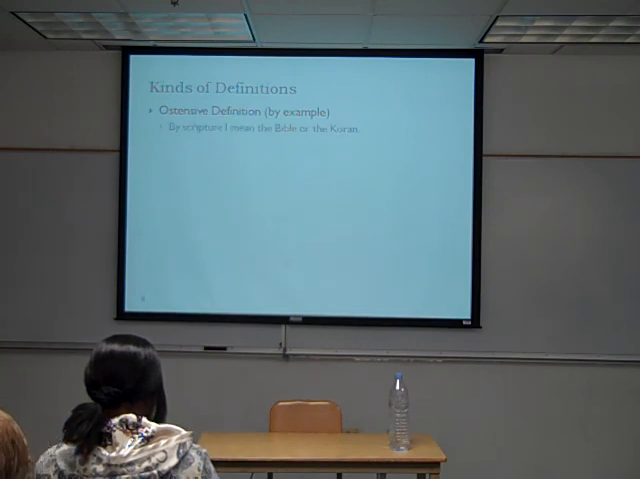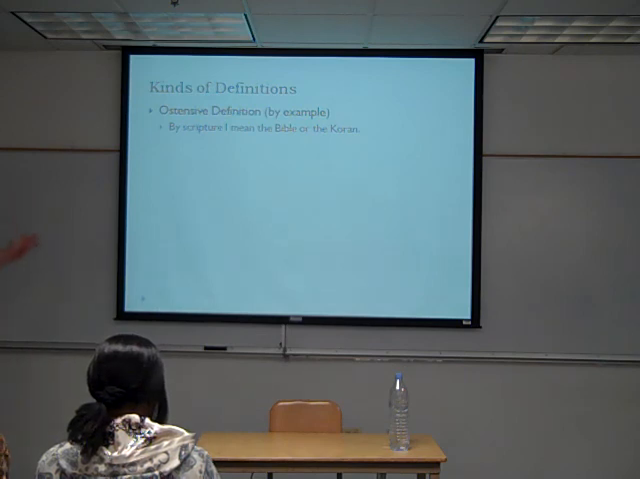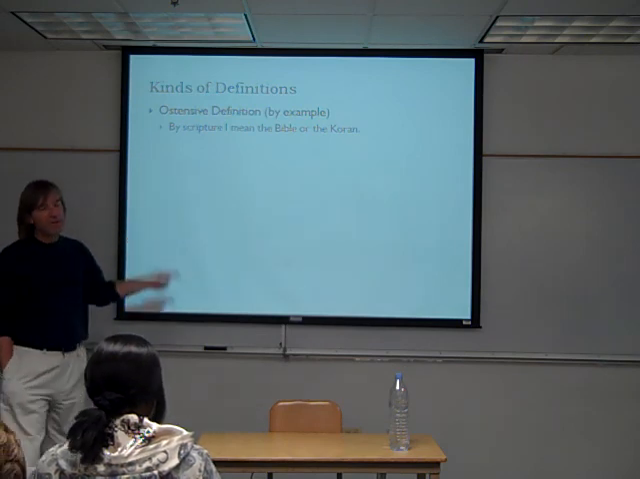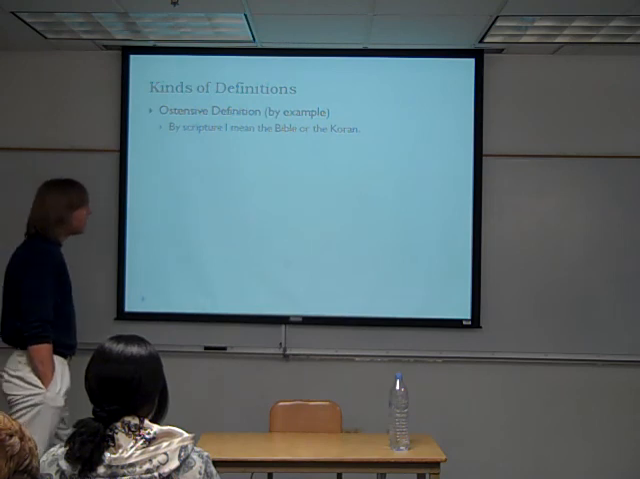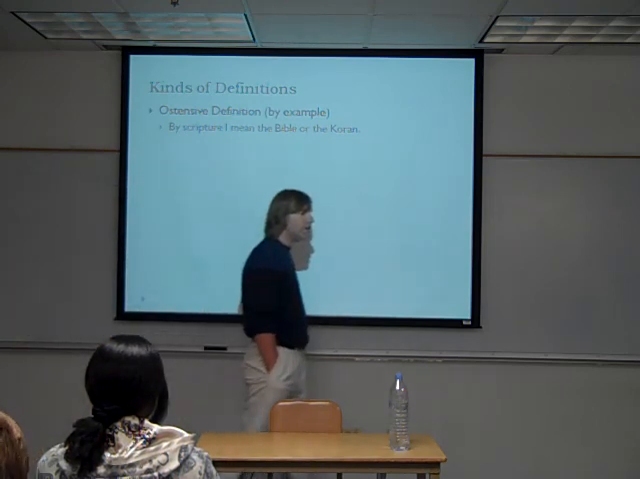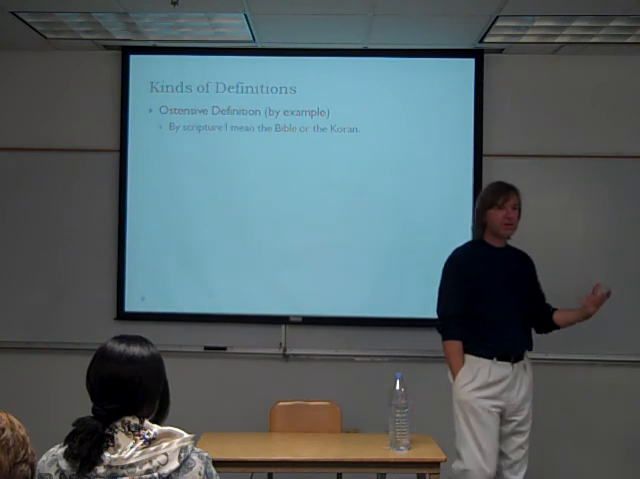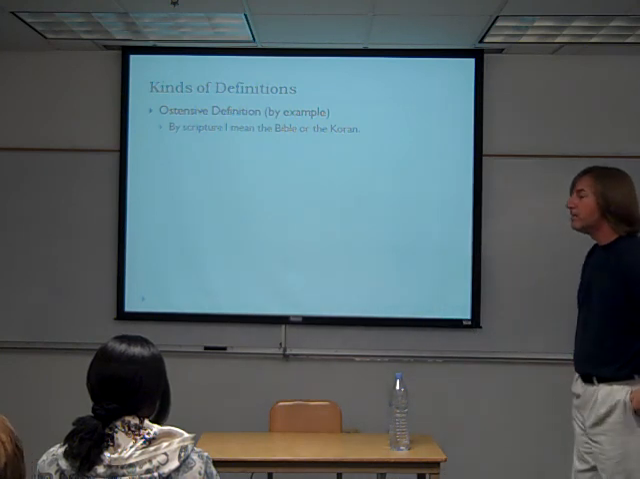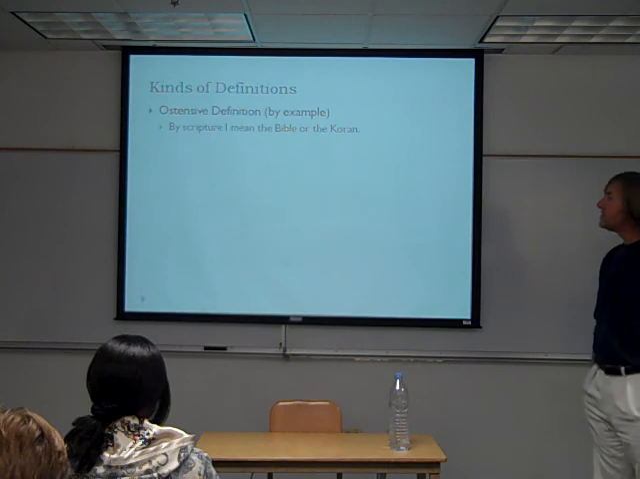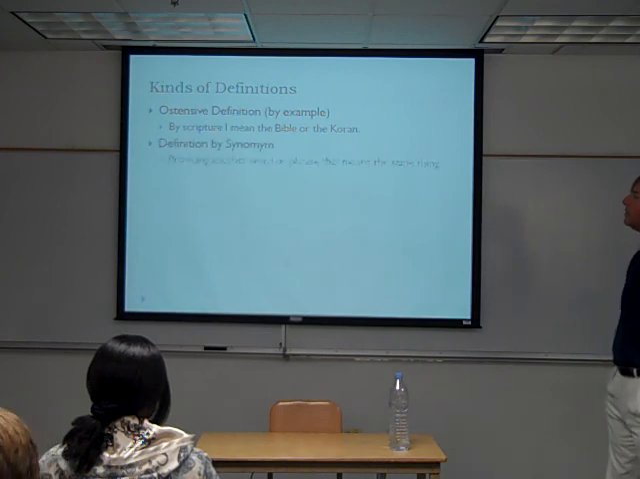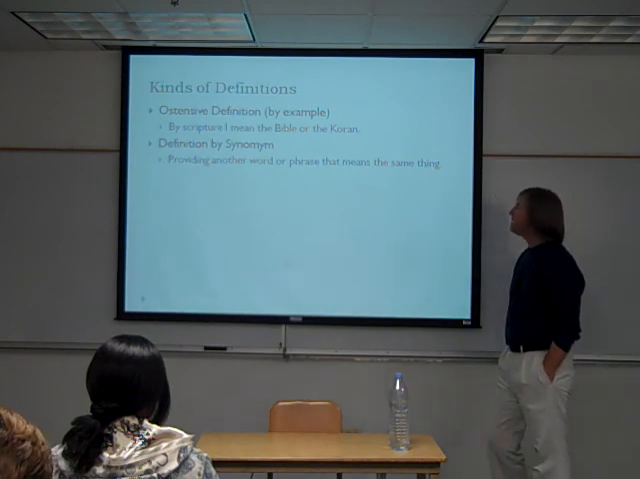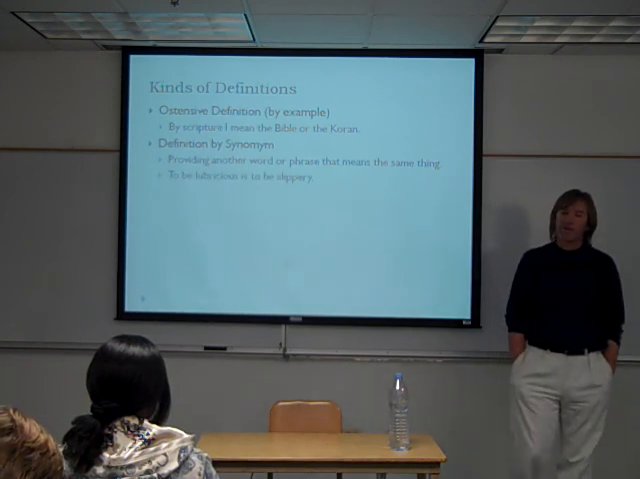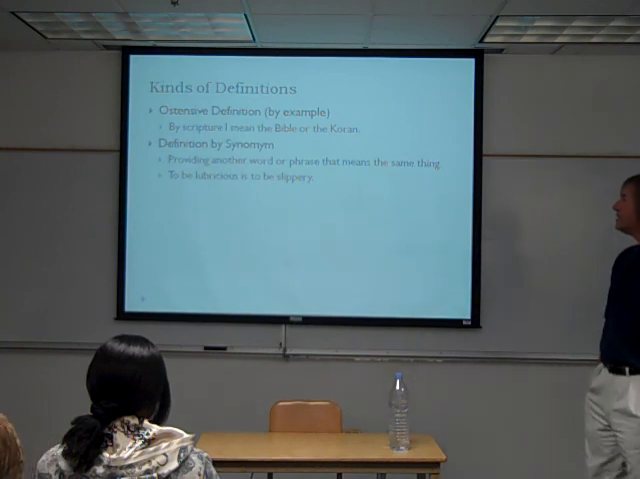One example of a definition would be an ostensive definition, and this is when you define something by example. By Scripture, I mean the Bible or the Quran. So here you're defining what you mean by Scripture in terms of these examples, the Bible and the Quran. So ostensive definitions are definitions by example. A definition by synonym is providing another word or phrase that means essentially the same thing. So to be lubricious is to be slippery.